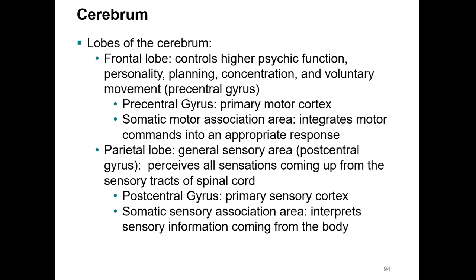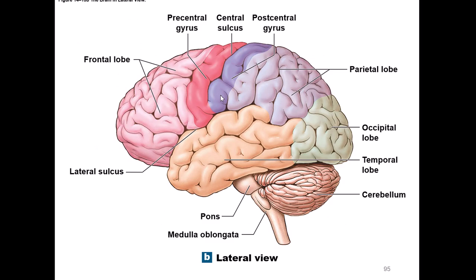Let's take a look now at the lobes of the cerebrum as far as their function. The first one I want to do with you, it's an important one. It's the frontal lobe. This controls higher psychic function. Interestingly enough, our personality comes from here. Planning comes from here, your concentration, and as we just said, all of our voluntary movements, that precentral gyrus, is located on the frontal lobe. So again, all of this here is going to be the precentral gyrus, and then all the other things, again, our personality, planning, concentration, all of that comes from the frontal lobe.